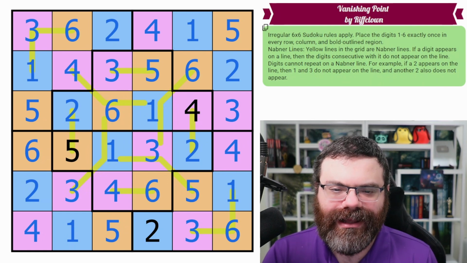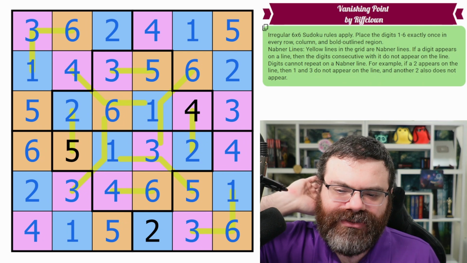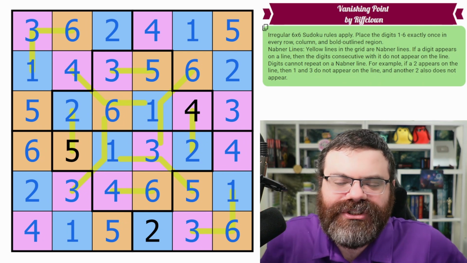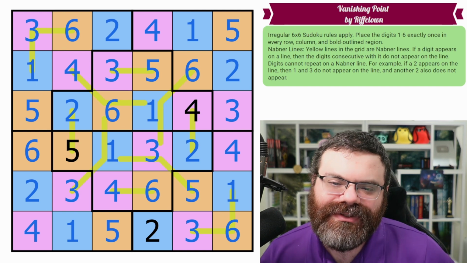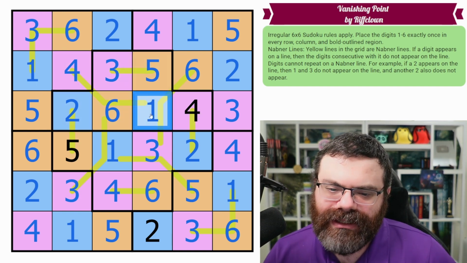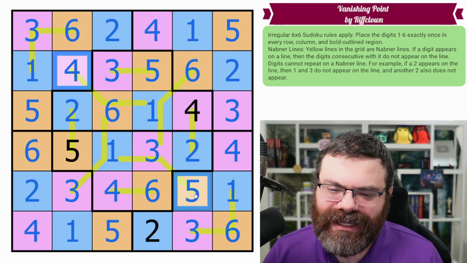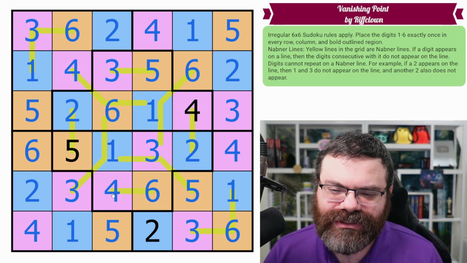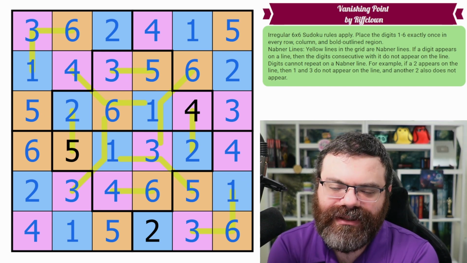I enjoyed that. It's fun to think about how a 3-cell Nabner is actually an entropic line that's even more restricted than a normal entropic line. And yeah, nice use of the non-repeat rule for these regions. And how this ended up having to be 4 and this ended up having to be 5 because of where it goes in the region, which had a given in it. And then just general restrictions on the Nabners were neat.